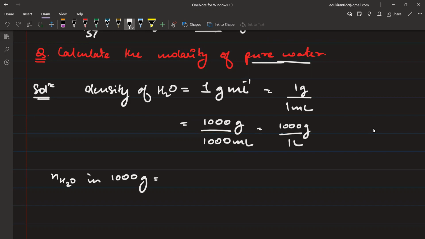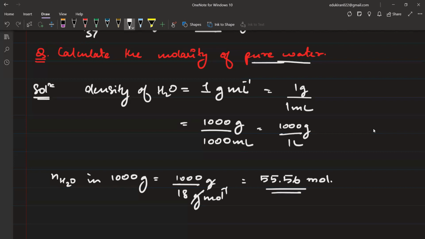Then I will calculate the number of moles of H2O in 1000 grams. This will be equal to 1000 divided by 18, grams divided by grams per mole. Gram and gram will cancel each other, and if you divide 1000 upon 18, you will get 55.5555. So I can write this as 55.56 moles.